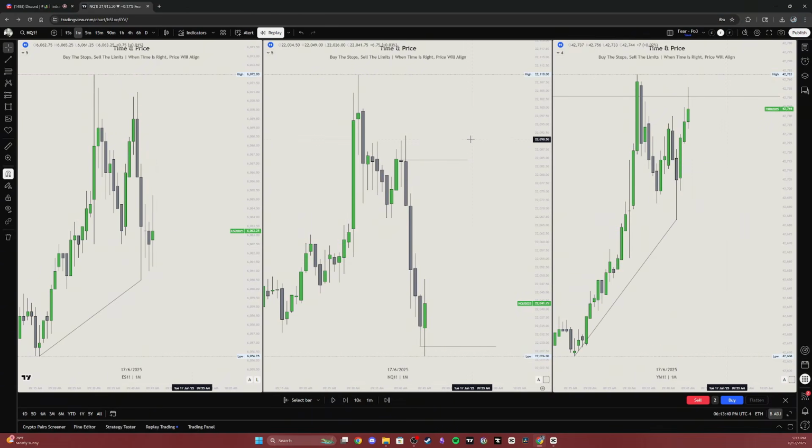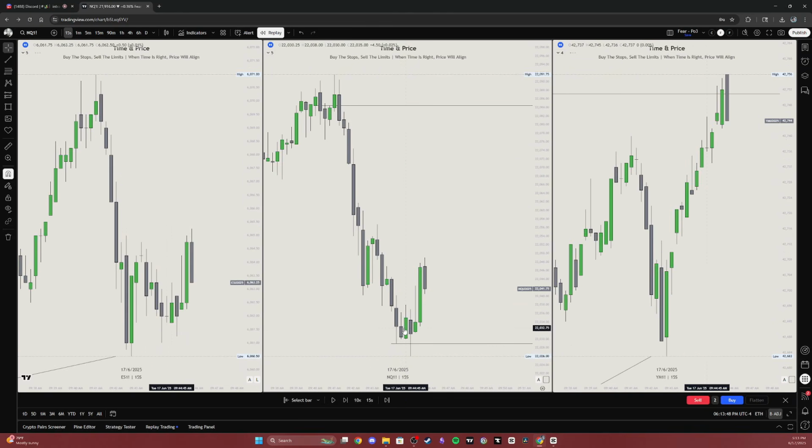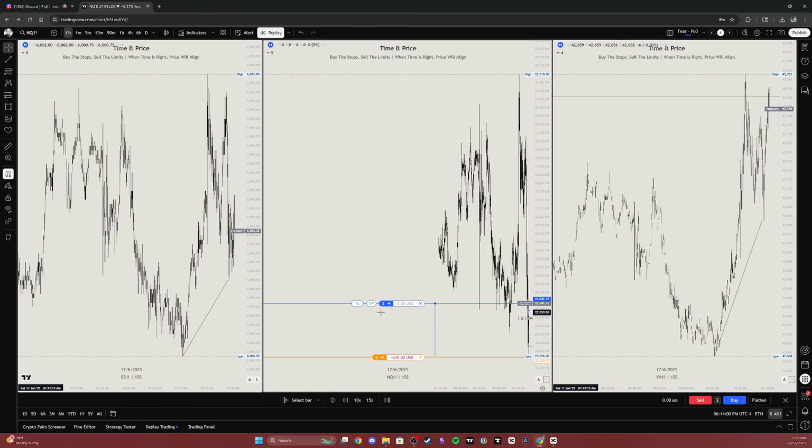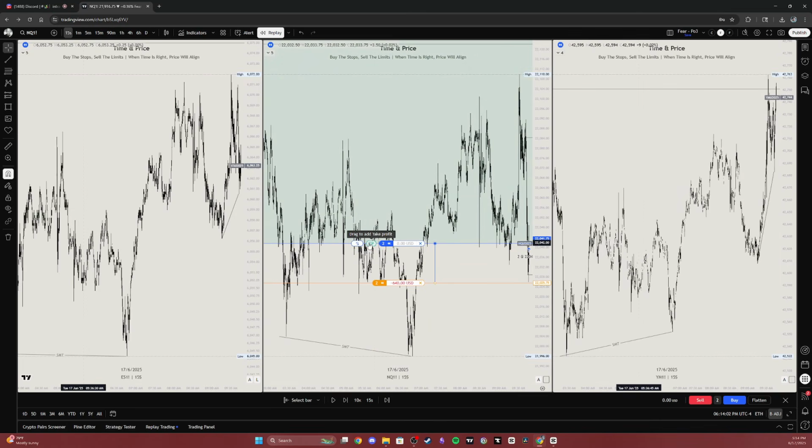So I was then able to validate a drop down to a 15-second based off what I showed you guys on the 15-minute and 1 minute right here, then drop down to a 15-second, and then simply enter off the next 15-second CISD, like we can see right here. That was my entry.